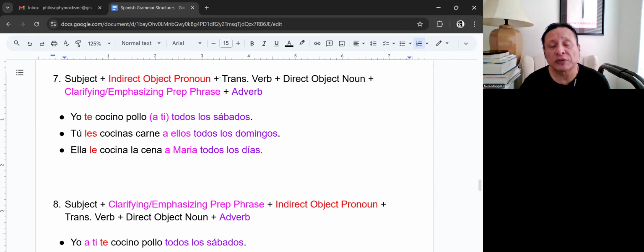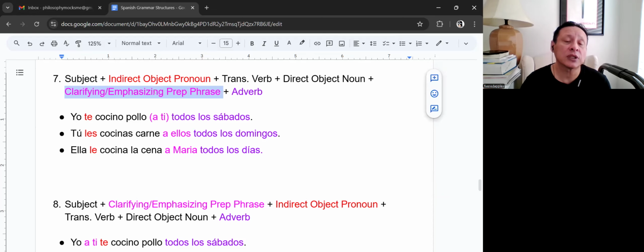If it was a pronoun, it would go before the verb, but it's a noun, so it's going after the verb. Then, in Spanish, and unlike English, if you want to clarify who or what this pronoun refers to, because it might not be clear, you can use a prepositional phrase to make it clear. And so basically, you're going to have two words referring to the same thing, referring to the indirect object. Either you're doing it to clarify who you're talking about, or you're doing it to emphasize something.